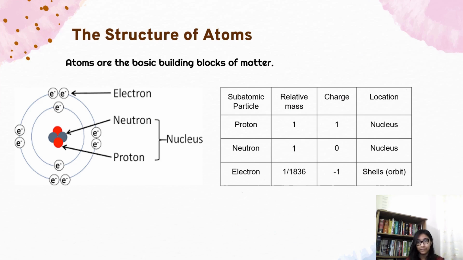Atoms are the basic building blocks of matter, which contain a nucleus where the protons and neutrons are located, and the electrons are located in the electron shells, also known as orbits. Both protons and neutrons have a relative mass of 1, whereas the relative mass of an electron is 1 by 1836. Protons have a positive charge and electrons have a negative charge, but a neutron, on the other hand, has no charge at all, making it electrically neutral.